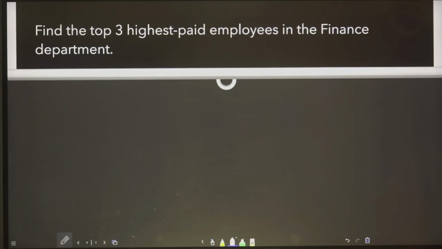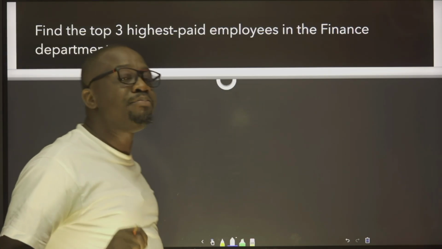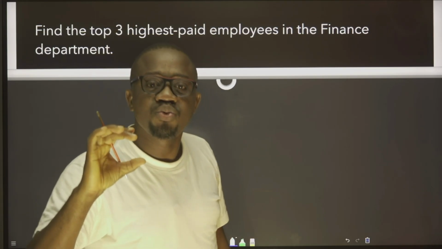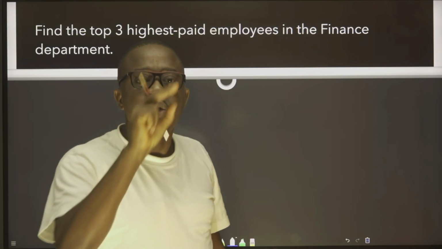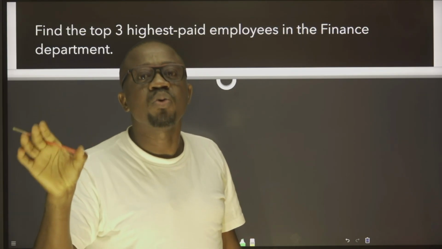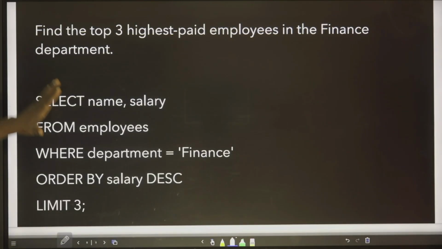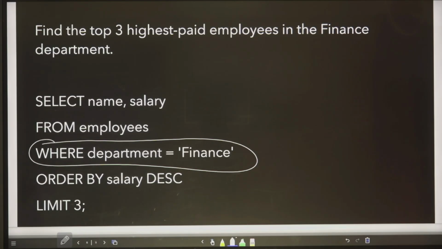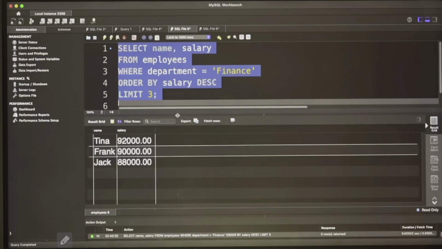Look at the second question. It says, find the top 3 highest paid employees in the finance department. We are still going to use the same thing, but we are going to introduce another line. It means this search will be restricted to the finance department. We're going to say where department is equal to finance. So if you check here now, everything is still the same. We are only introducing this line, where department is equal to finance.